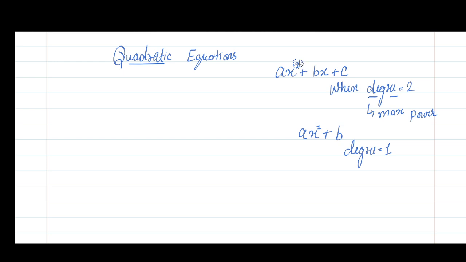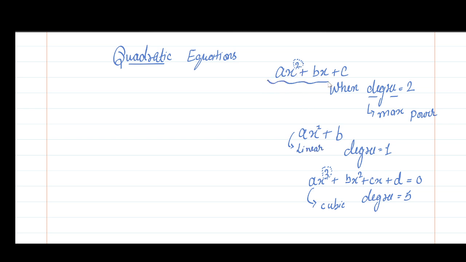If I write, for example, ax cubed plus bx squared plus cx plus d equals 0, here the degree is 3, the maximum power of a variable. So this is called a cubic equation. This one is a linear equation, and this is a quadratic equation that we will learn today.